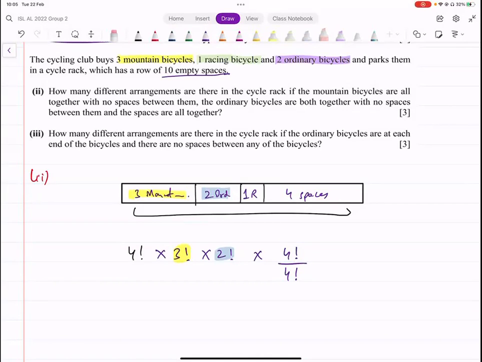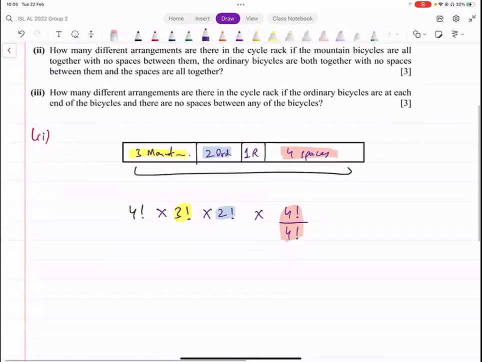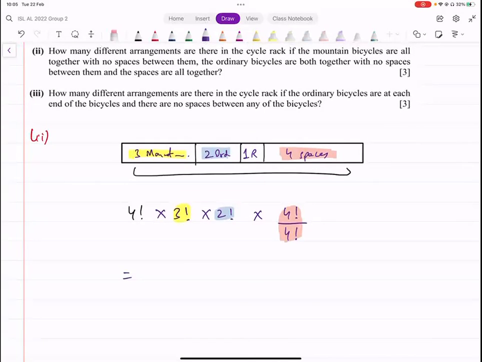So what do you have? You've got this. ठीक है? So what do we get from this? ये क्या आ जाता है? 24 into 6 into 2. 48 into 6, 240, 288.